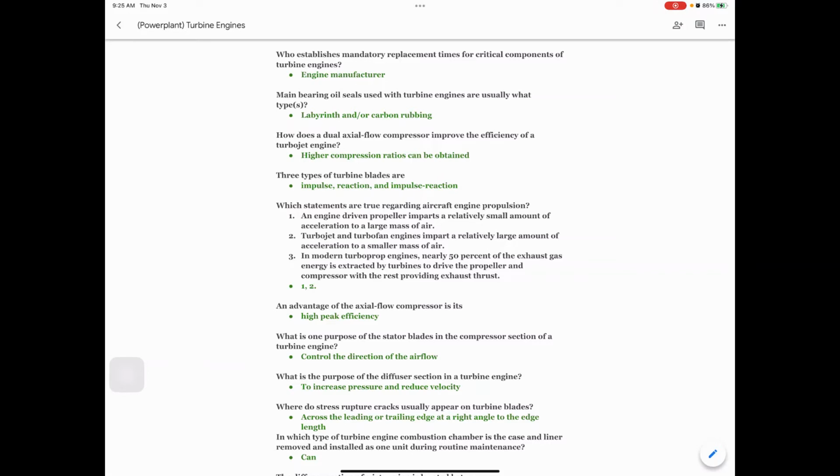Labyrinth and/or carbon rubbing. How does a dual-axial flow compressor improve the efficiency of a turbojet engine? Higher compression ratios can be attained. The three types of turbine blades are impulse, reaction, and impulse-reaction.